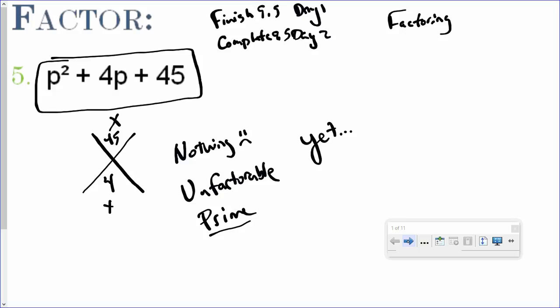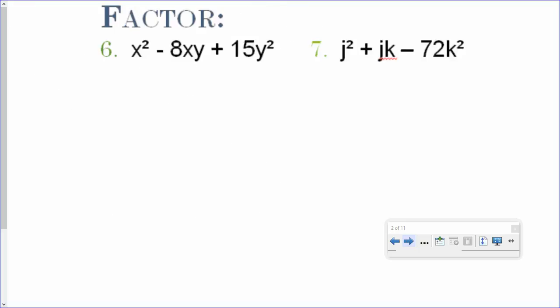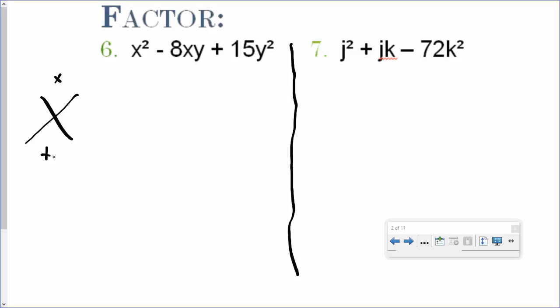So let's keep moving. We have a couple other tricky examples here. Let's see if we can figure them out. I'm going to put my little X over here and figure out what I need to multiply times what I need to add together. You'll see here at the end, this C term isn't a constant this time. It's something a little bit different. I'm going to set up my two sets of parentheses, and we're going to get down to exactly what it is that would multiply together to make a 15y squared.